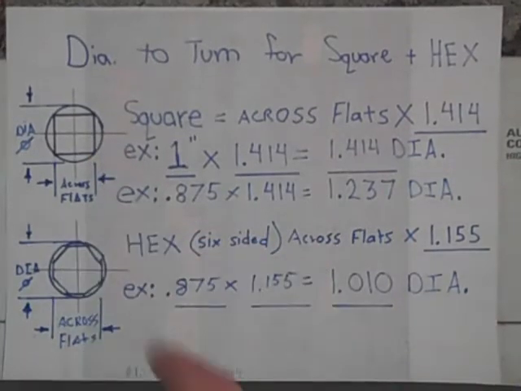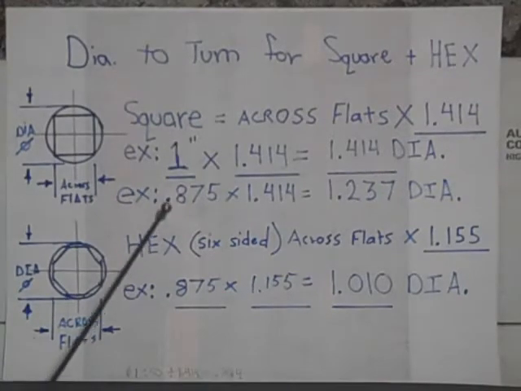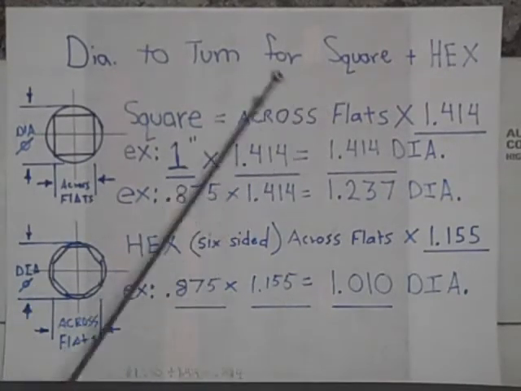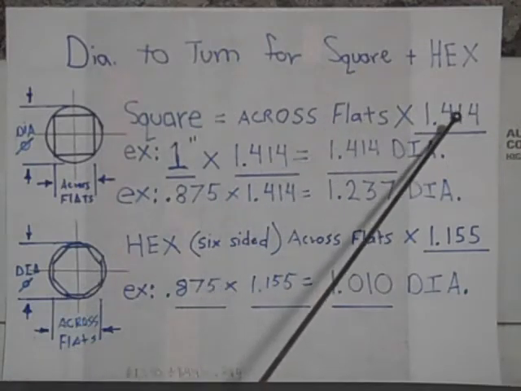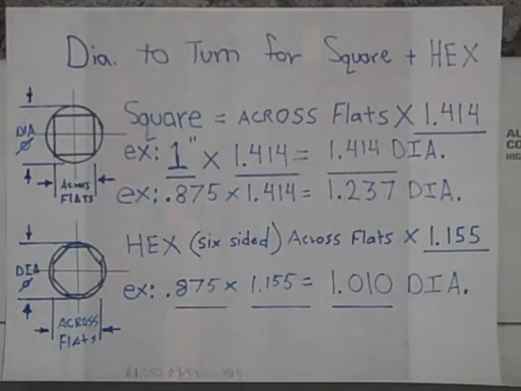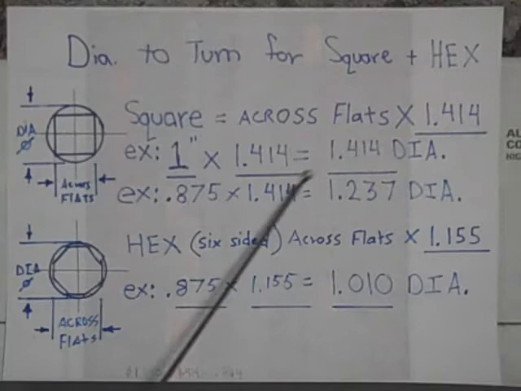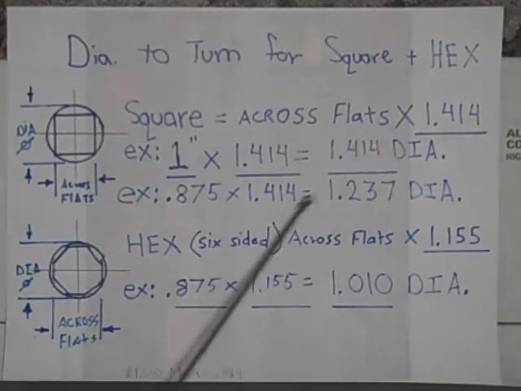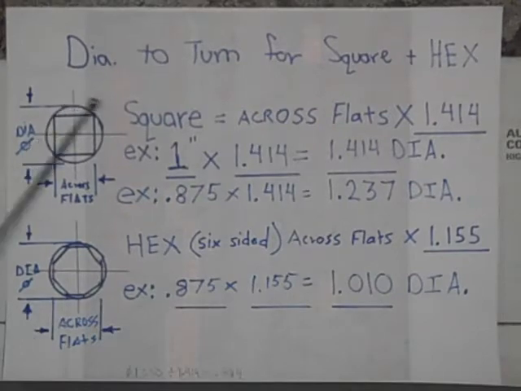When you want to make a square, what diameter do you start out with? Well, it's real simple. Square, you take the dimension across your flats times 1.414. So an example would be 7/8 square you want to make. Take 7/8 times 1.414, that'll give you a 1.237 diameter. So you need a diameter to start off of 1.237.